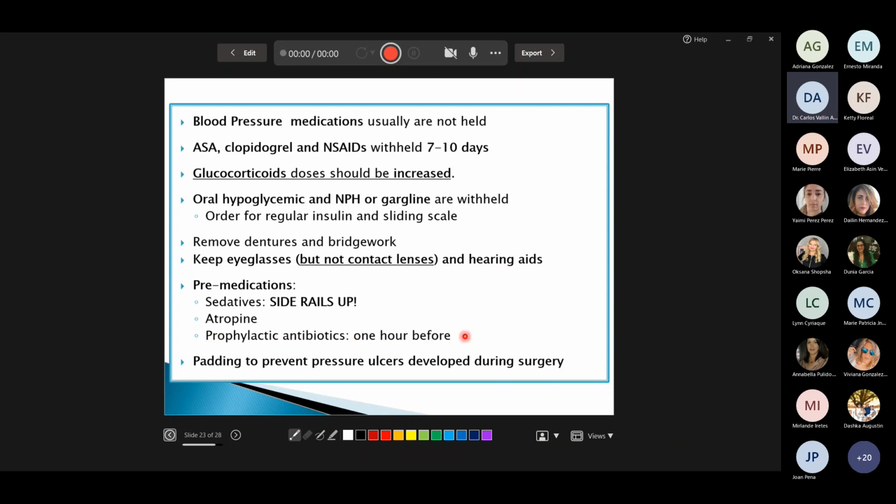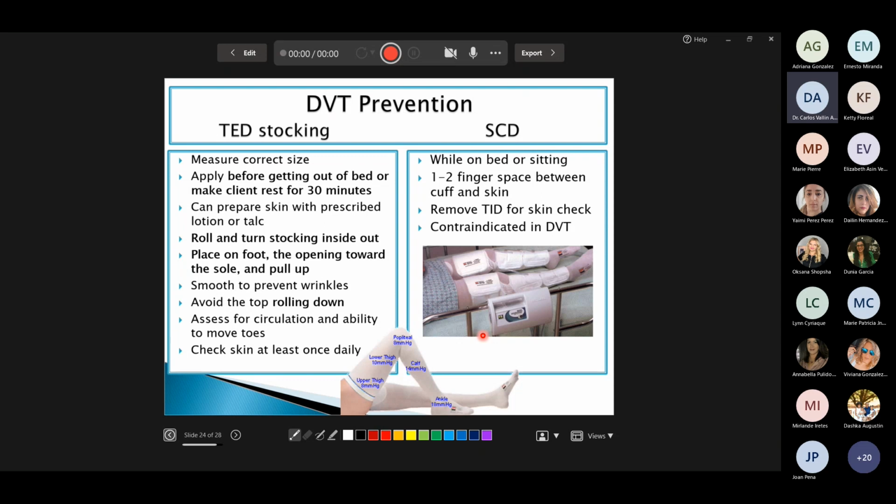Remember that prophylactic antibiotics are given 1 hour before surgery. If the time of the surgery is changed, remember that you need to change the timing of the prophylactic antibiotic, which must be given exactly 1 hour before the surgery, before the incision. Remember that DVTs are prevented with TED stockings and the sequential compression device, also with early ambulation.